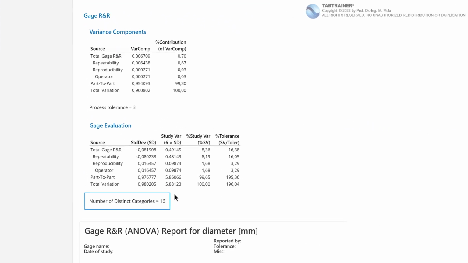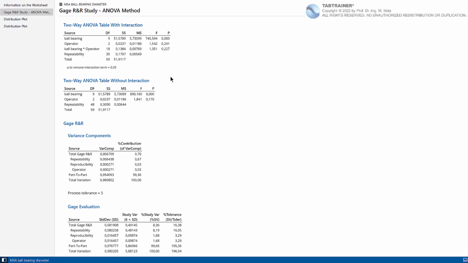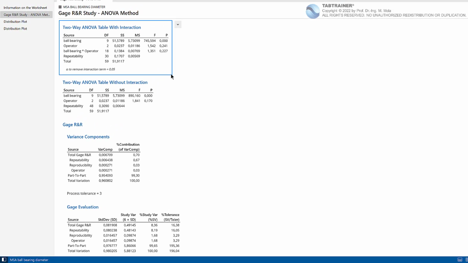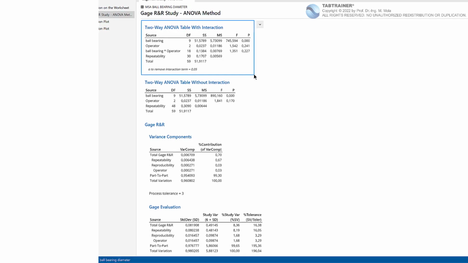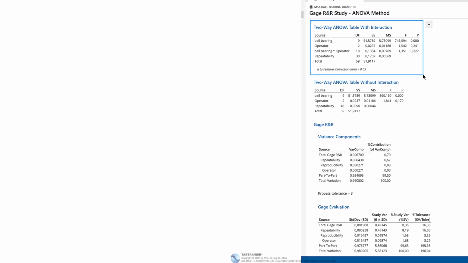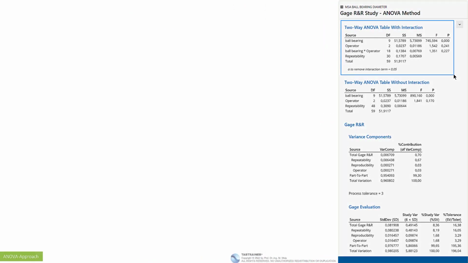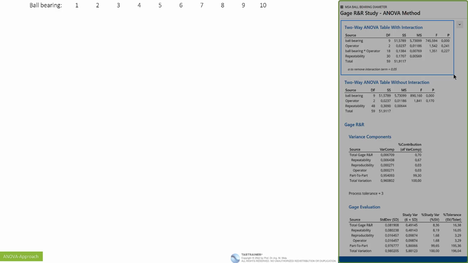In the upcoming training minutes, we will now retrace step by step how the values of the individual variance components displayed in the output window came about, based on the 60 individual measurements. To get started, let us recall how these 60 individual values came about.